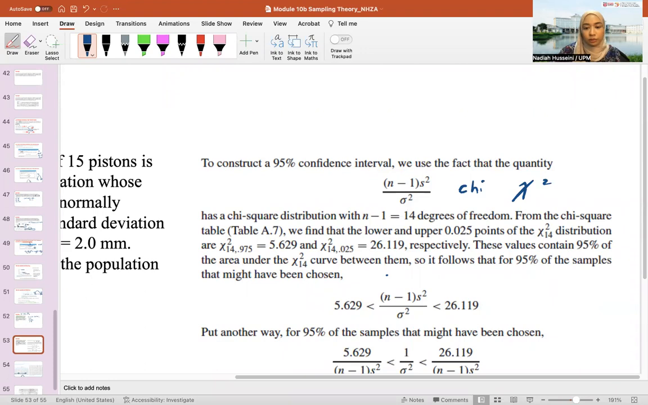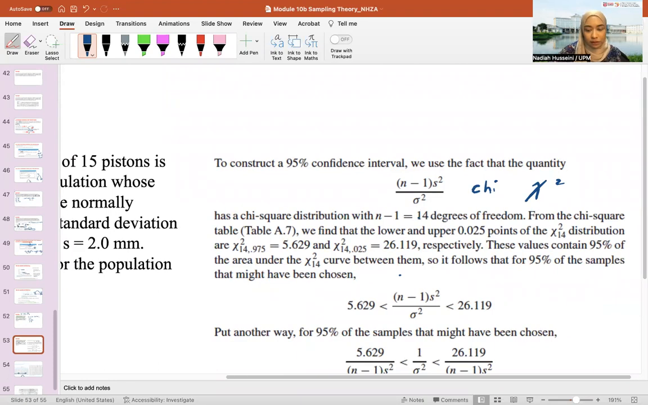So your n is going to be 15. 15 minus 1 is 14 degrees of freedom. So this is your K. From the chi-square distribution, we find that the lower and upper 0.025 points of the chi-square distribution with 14 degrees of freedom are these values. Now the question is, why are we looking at the lower and upper 0.025? Anyone?